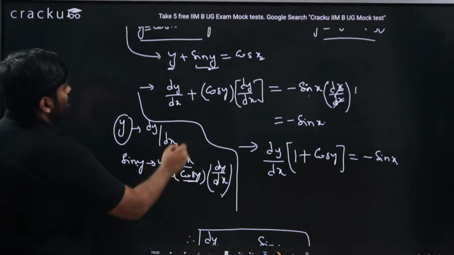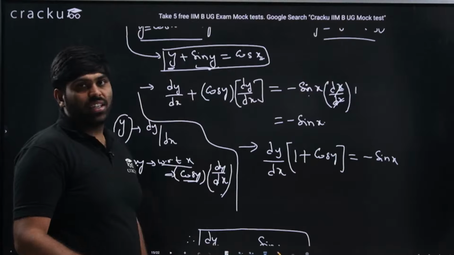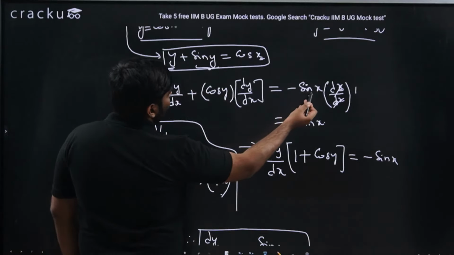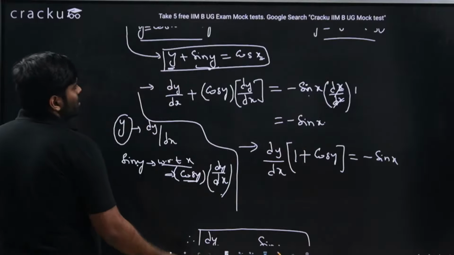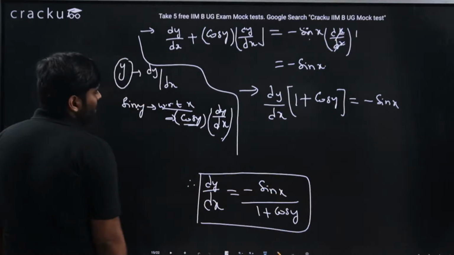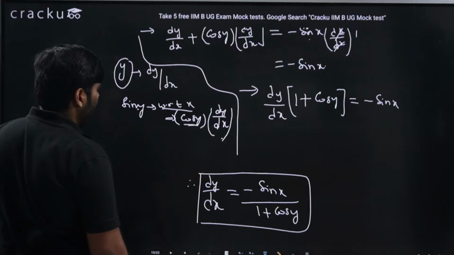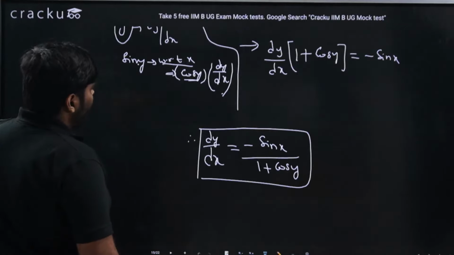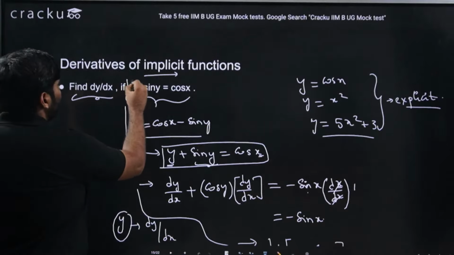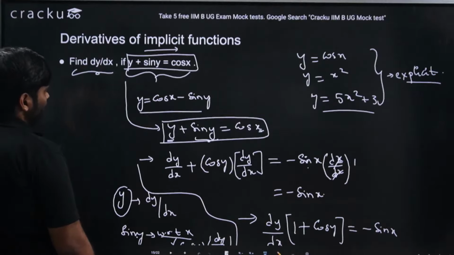We just take the equation as it is given. We differentiate it on both sides with respect to x. Then we get dy by dx plus cos y into dy by dx equal to minus sin x. So dy by dx taking common, we get it is equal to minus sin x by 1 plus cos y. Is this clear? So this is how we have to deal with the implicit functions, which is given in this way. y plus sin y is equal to cos x. Implicit functions differentiation.